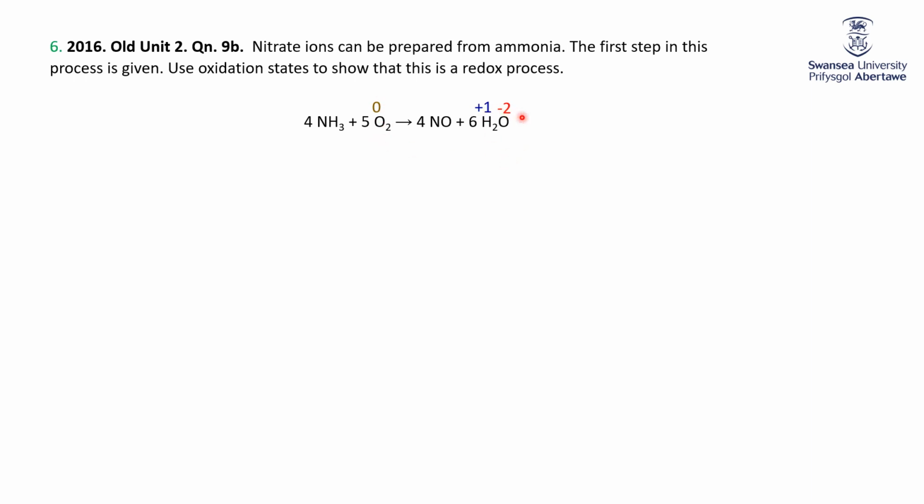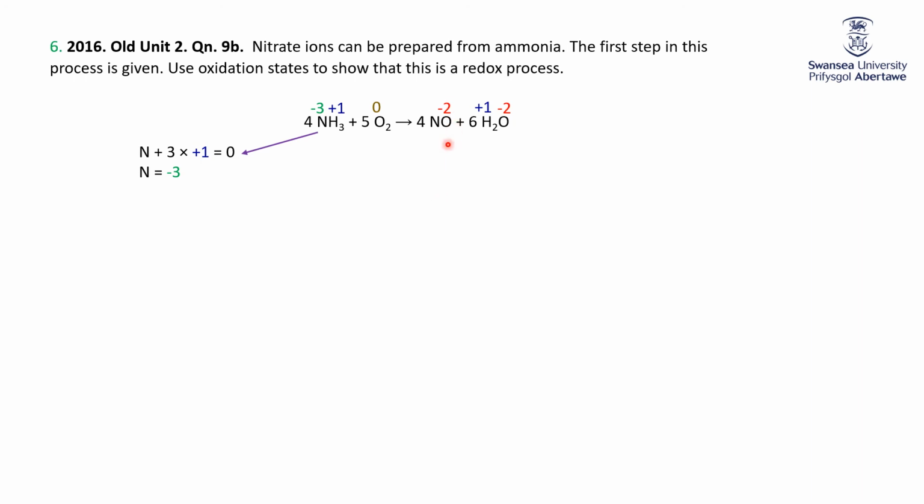No metals, no fluorines. We do have hydrogen, so this hydrogen will be plus 1. Pull that out, therefore, the nitrogen plus 3 times plus 1, so nitrogen plus 3 is 0. Nitrogen there must be minus 3. Already done O2, let's go to NO.